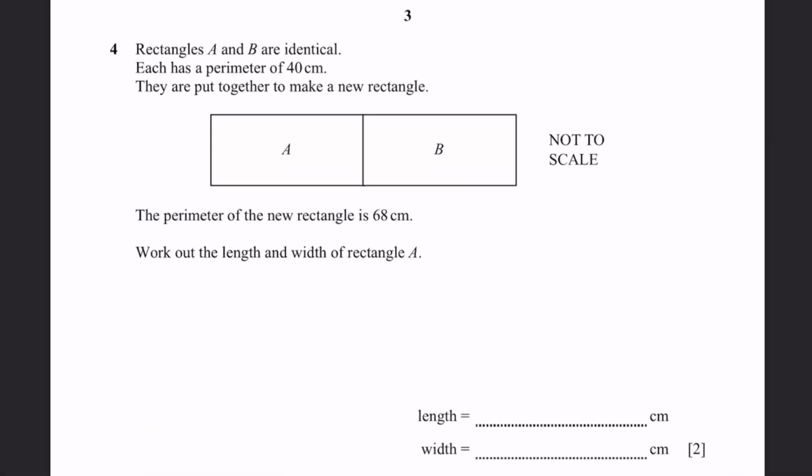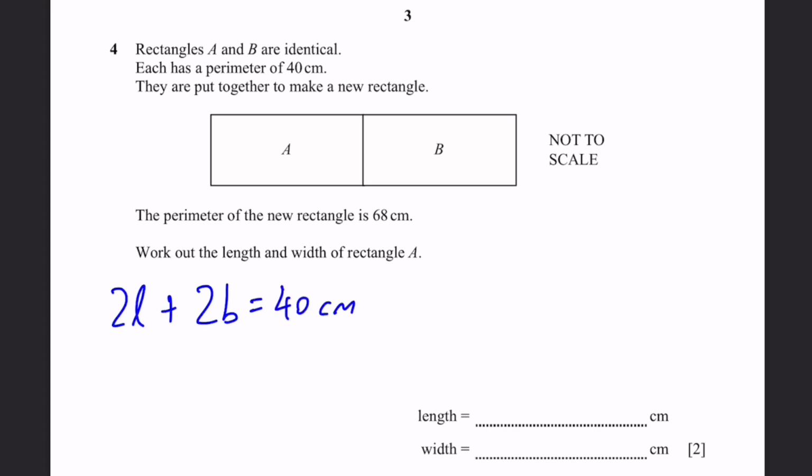Question 4. Rectangles A and B are identical. Each has a perimeter of 40 centimeters. They are put together to make a new rectangle. The perimeter of the new rectangle is 68 centimeters. Work out the width and length of rectangle A. So both of these rectangles are the same thing. So we know that the perimeter is 40 centimeters. That means that 2L length plus 2B breadth is equal to 40 centimeters.